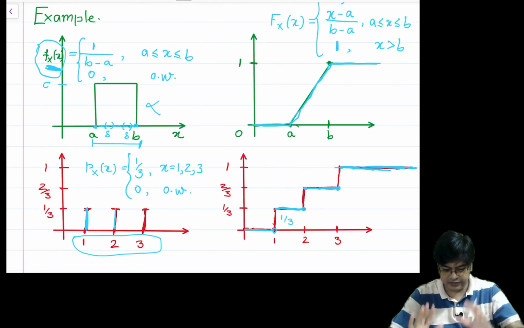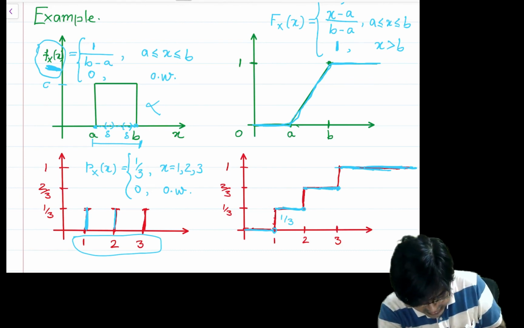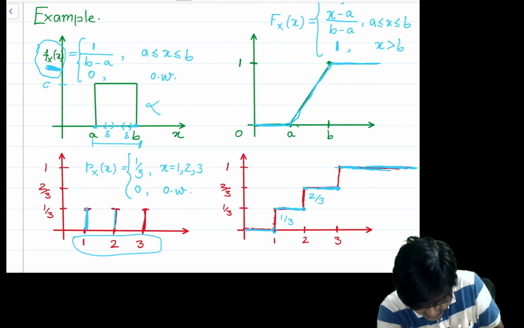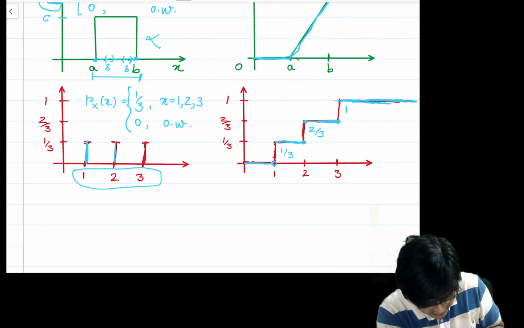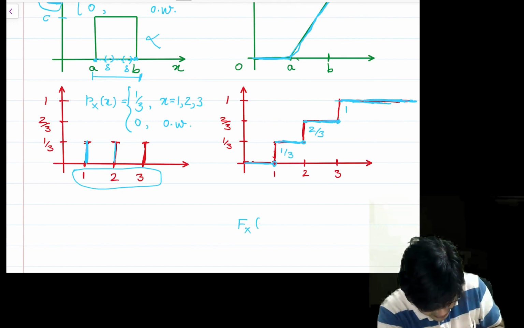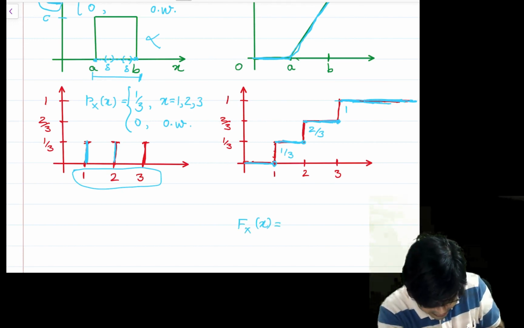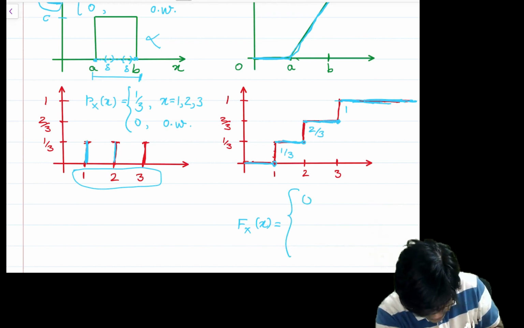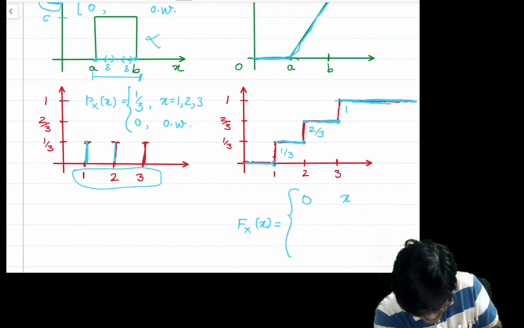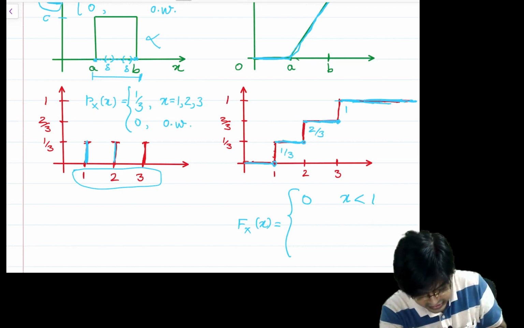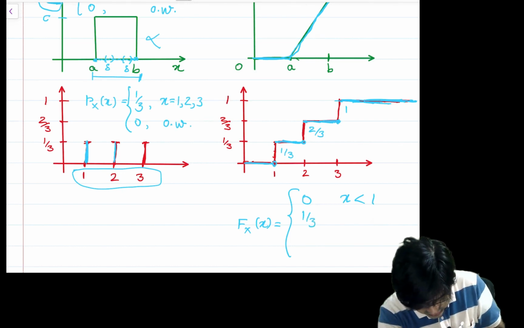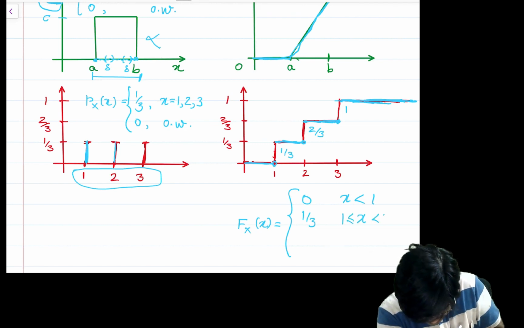Now from the graph itself you should be able to, okay, let me write this for the sake of completeness. This value is 2 by 3, this value is 1. So if I want to write the cumulative distribution function, I should be able to write it in this way: F_X(x) is equal to 0 for x strictly less than 1, is equal to 1 by 3 for 1 less than or equal to x but strictly less than 2.